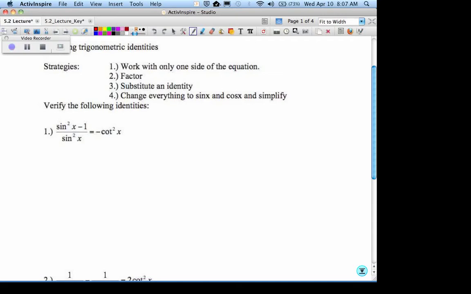Okay? So it says work on one side only of the equation. I'm going to put a question mark there because I work on one side of the equation. If you go watch Joachim's videos, he'll do stuff on both sides to try to get it to work. But I just need to point that out. You can factor, you can substitute identity, change everything to sine and cosine, just like we've been doing. Look for trig identities.